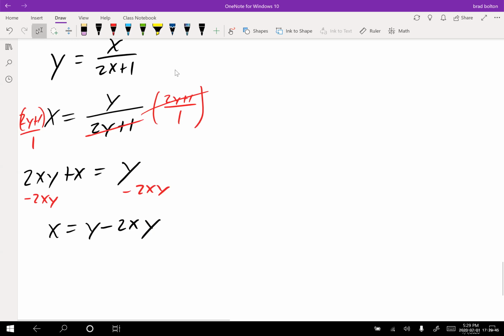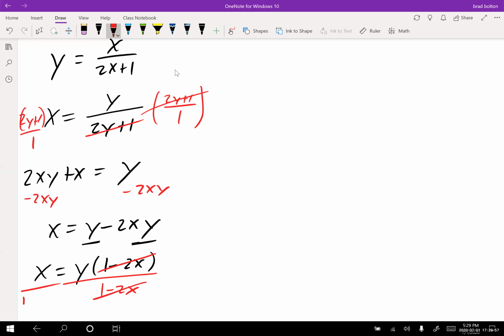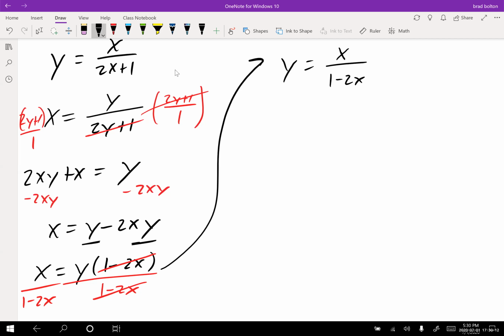But now there's a y in both of these. So now I can factor out the y. And this becomes y times 1 minus 2x. And now finally, I can divide 1 minus 2x over to the other side. So y equals x over 1 minus 2x. Now that we have this, we remember the last step is to call this f inverse of x equals x over 1 minus 2x. So that would be our inverse function.